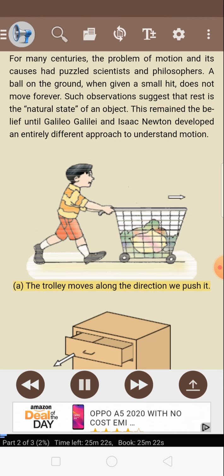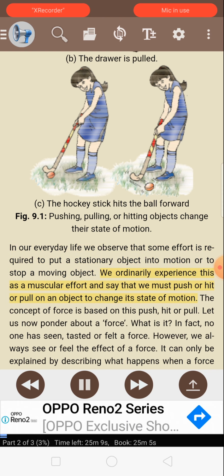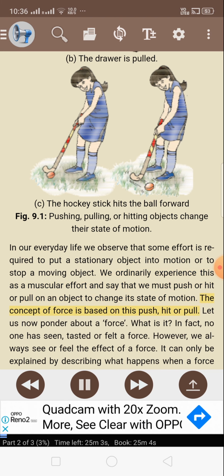A. The trolley moves along the direction we push it. B. The drawer is pulled. C. The hockey stick hits the ball forward. Figure 9.1. Pushing, pulling, or hitting objects change the state of motion. In our everyday life, we observe that some effort is required to put a stationary object into motion or to stop a moving object. We ordinarily experience this as a muscular effort and say that we must push or hit or pull on an object to change its state of motion. The concept of force is based on this push, hit, or pull.